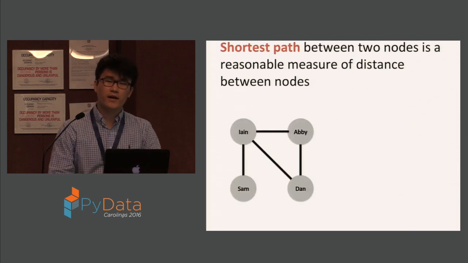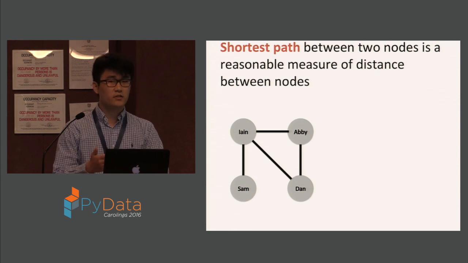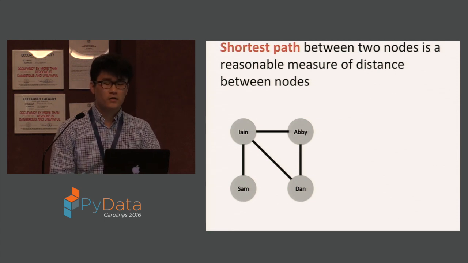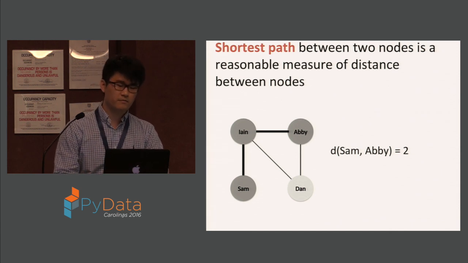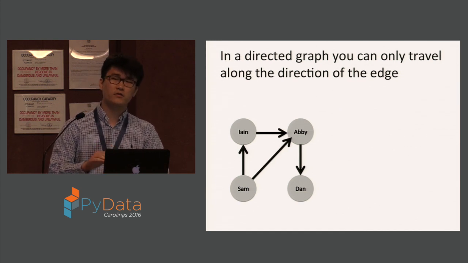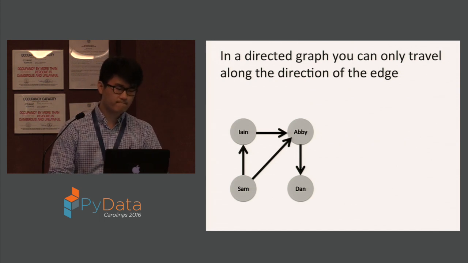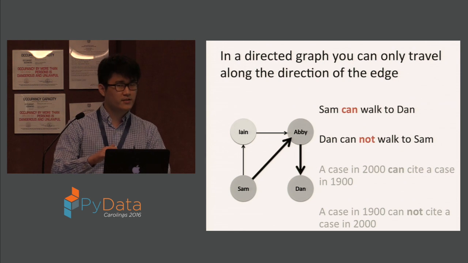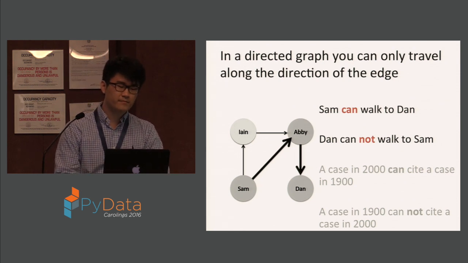The distance between two nodes is essentially the shortest path between them. So the distance from Sam to Abby would be 2. And in a directed graph, you can only travel in the direction of the edge. So you're only traveling in the direction the arrow is pointing. So Sam can walk to Dan, but Dan can't walk to Sam.